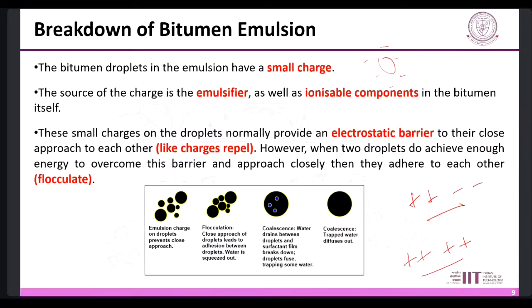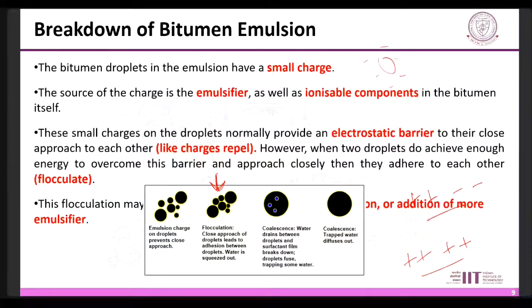So there is always an electrostatic barrier between them. However, when two droplets do achieve enough energy to overcome it, they try to flocculate, like they try to come together with each other. This is the process of flocculation. It will come over a period of time. The flocculation may also be reversed over a period of time with the addition of more emulsifier, with the addition of surfactant, or by vibrations.